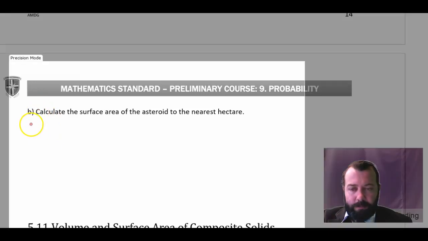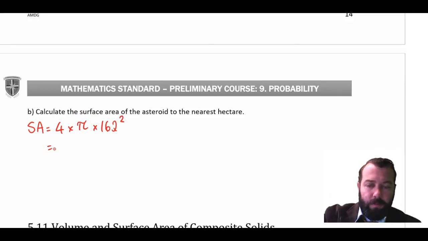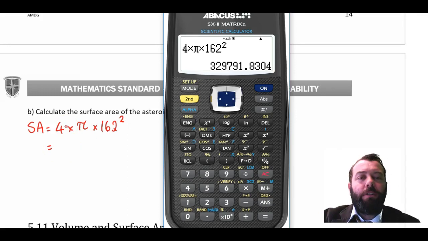So my surface area is 4 pi r squared. So 4 times pi times 162 squared. Okay, and that's equal to, now I'm going to write this as 329,800. I'm going to start doing some rounding off because we're going to give our answer to the nearest hectare at the end anyway. So 329,800.